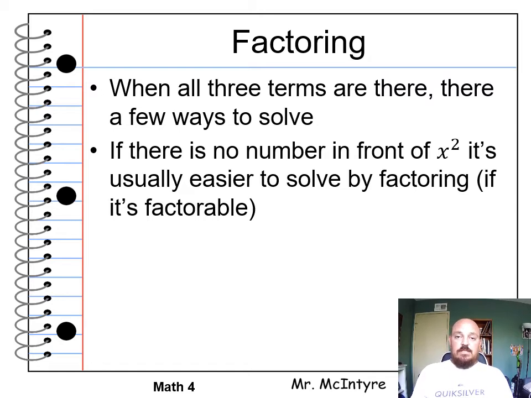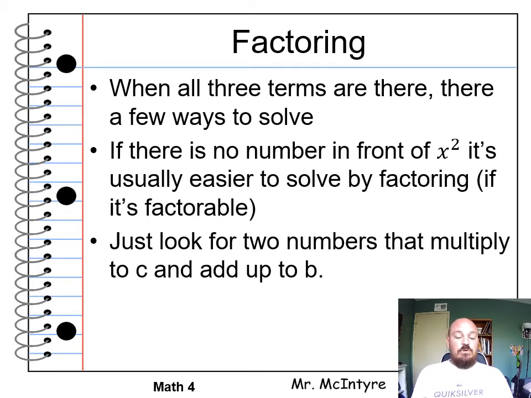Number 1 is factoring. And the way I like to present it is, if there's no number in front of x squared, I always at least try to factor first. Not every equation is factorable. That's why I said in the notes, if it's factorable. But you can try, because basically if something is factorable, factoring is usually the fastest way to solve it.